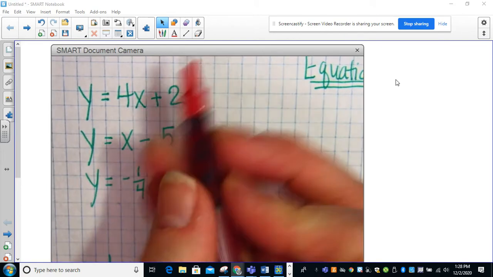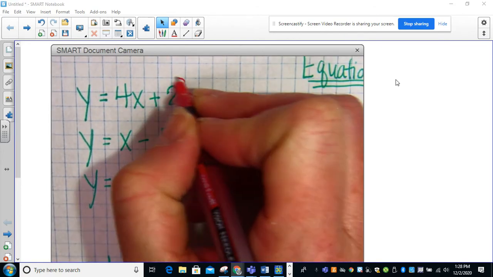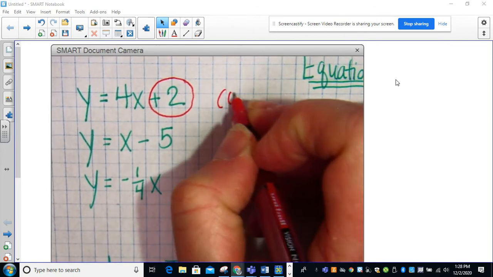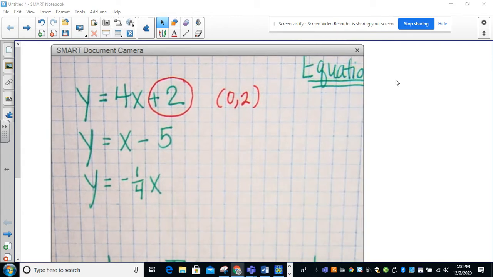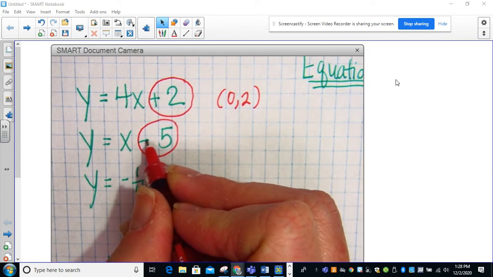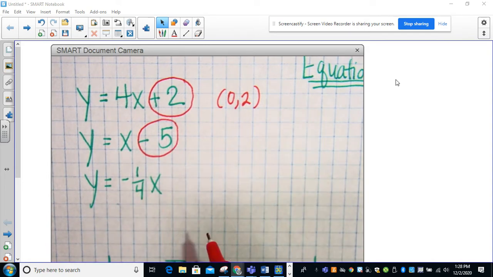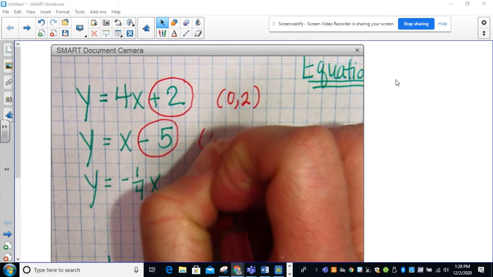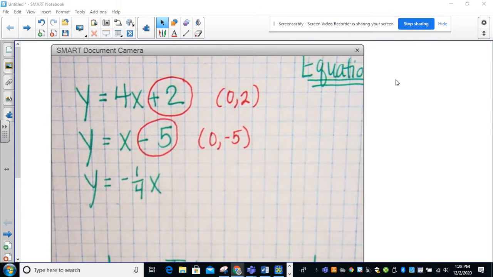So for the first one, the y-intercept is 2, or the point 0, 2. This one, the y-intercept is negative. Notice how I included the negative with it, negative 5. So the point is 0, negative 5.